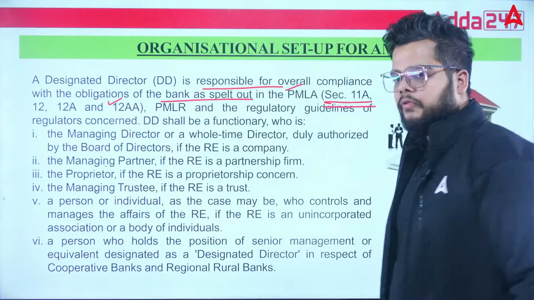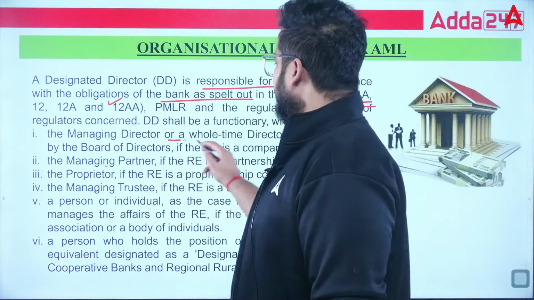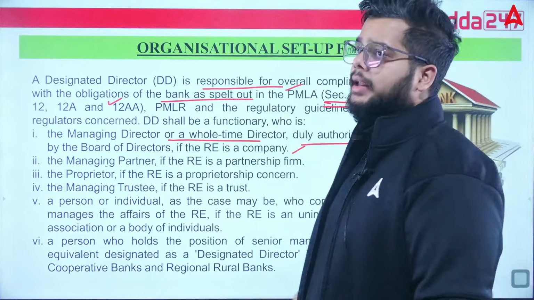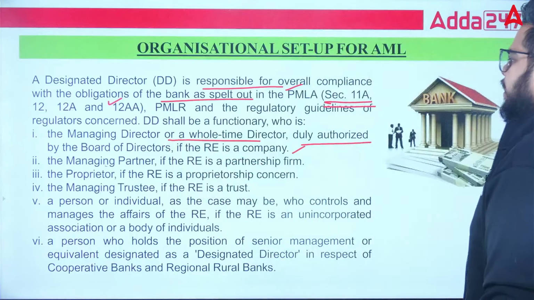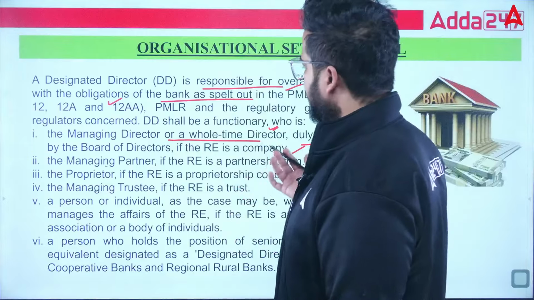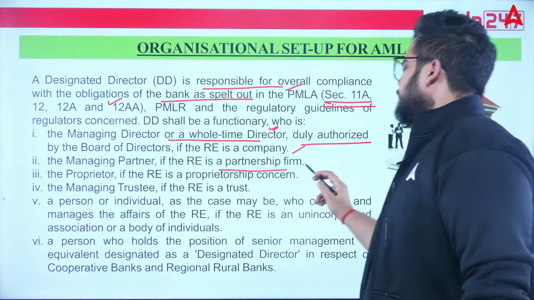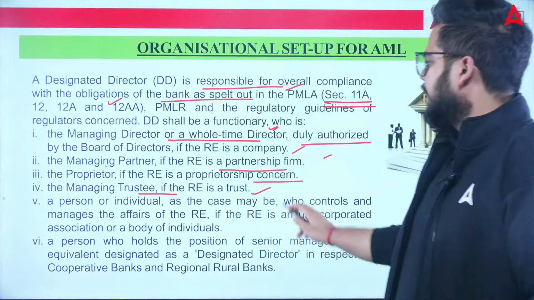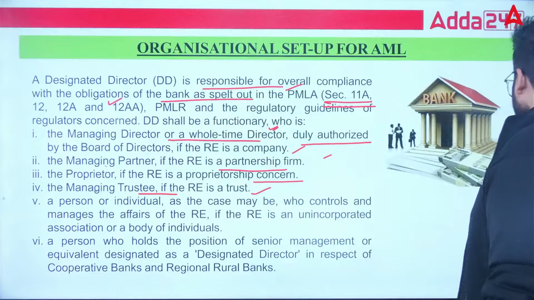So the sections are very important. From here questions will be asked. Then we have the managing director or the whole time director, duly authorized by the board of directors, if the regulated entity is a company. Then who can act as the principal officer? It is simply the WTD, the whole time director of a particular company, or for that matter the company must be a regulated entity. Managing partner, if the RE is a partnership firm. Proprietor, when we talk about the proprietorship concern. Managing trustee can act as a designated director when we talk about the trust. Okay, so all these things you should remember.